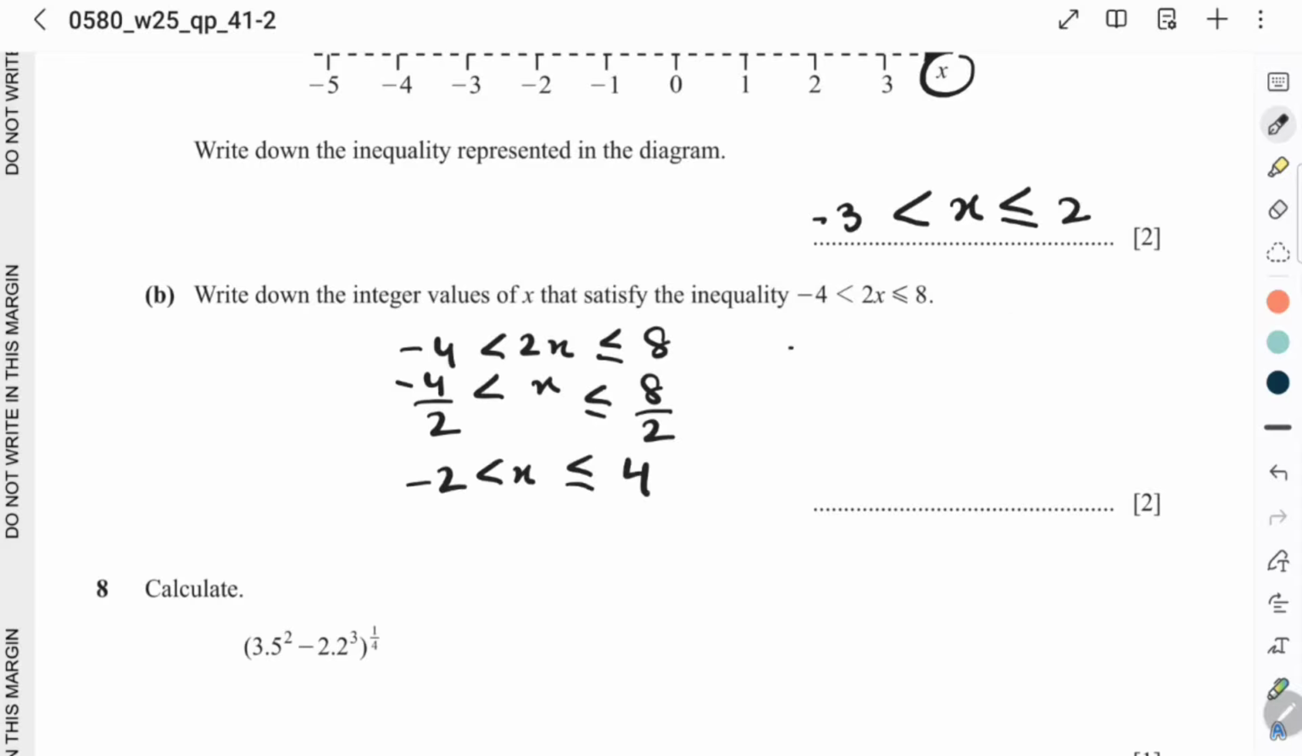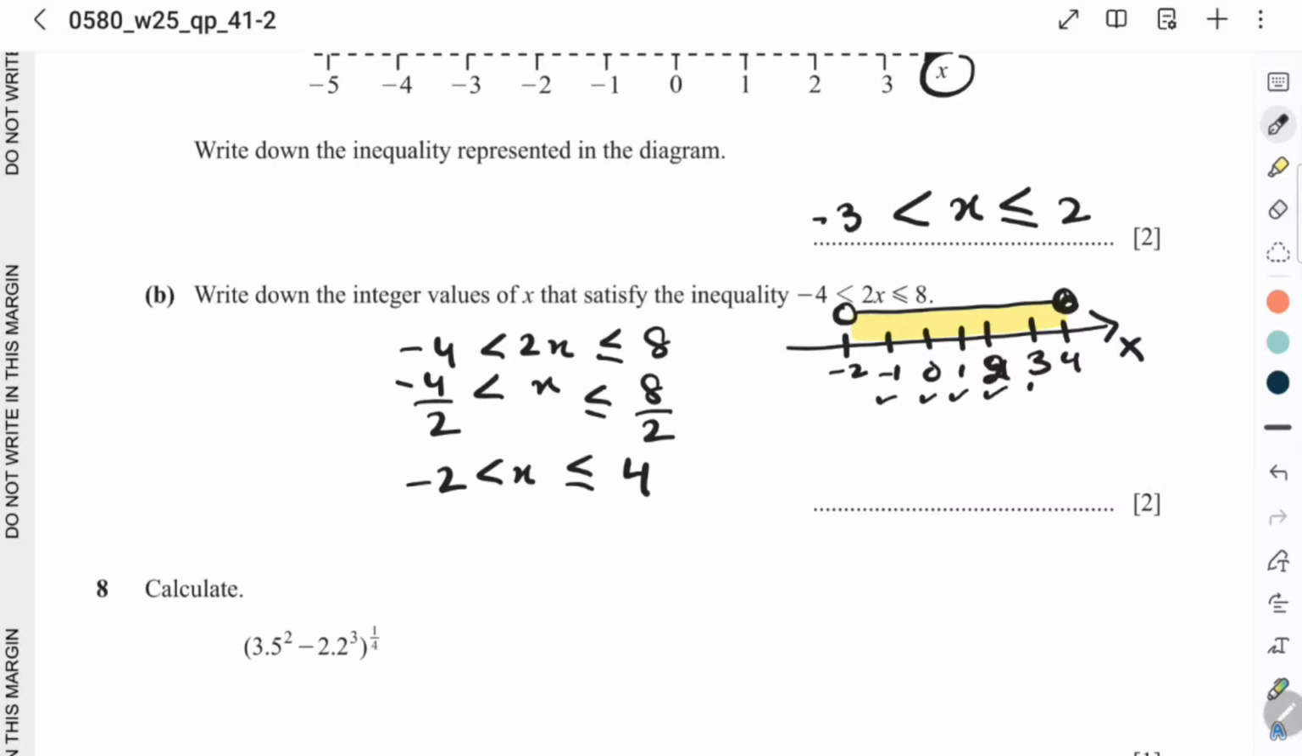So if you draw the number line, that is minus 2, minus 1, 0, 1, 2, 3 and 4. Okay, so you have the not filled circle at minus 2, and at 4 it is the filled circle. So these are the numbers which are coming in the answer, but we have to write only the integer values, so that's why we'll be writing down minus 1, 0, 1, 2, 3, 4.